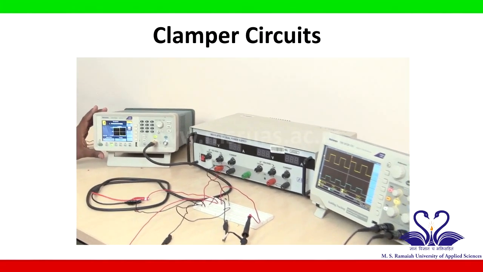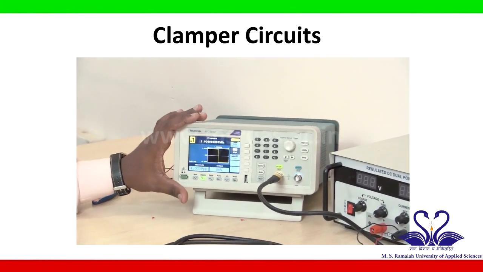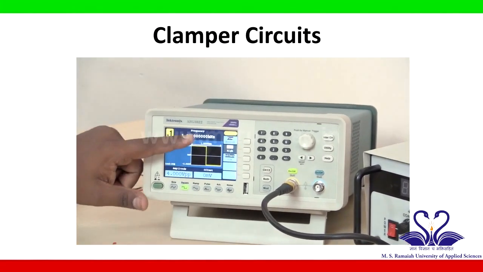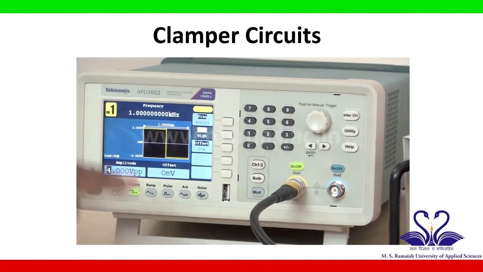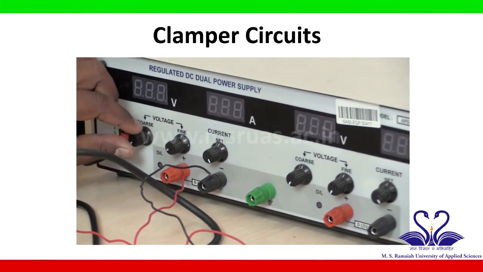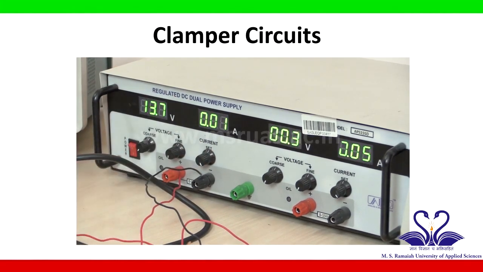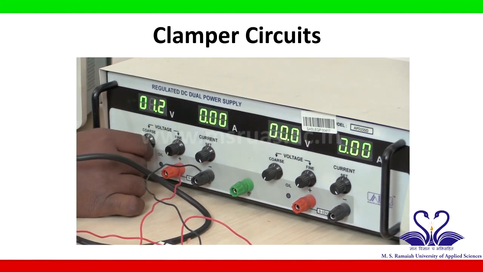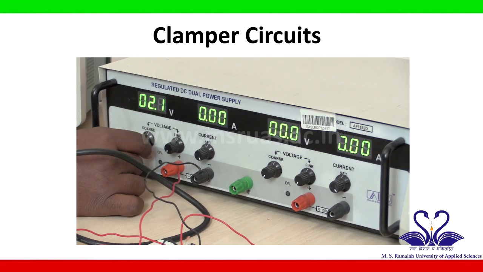Now, we have already set the input for the positive clamping circuit. The same input we will keep, we won't change any input. That is a square wave with a frequency of 1 kHz and amplitude of 8 volt peak to peak. Now turn on the DC power supply. Before turning on, set the voltage to a minimum value and current to a maximum value. Turn it on and set the DC voltage as 2 volt by using the voltage knob.